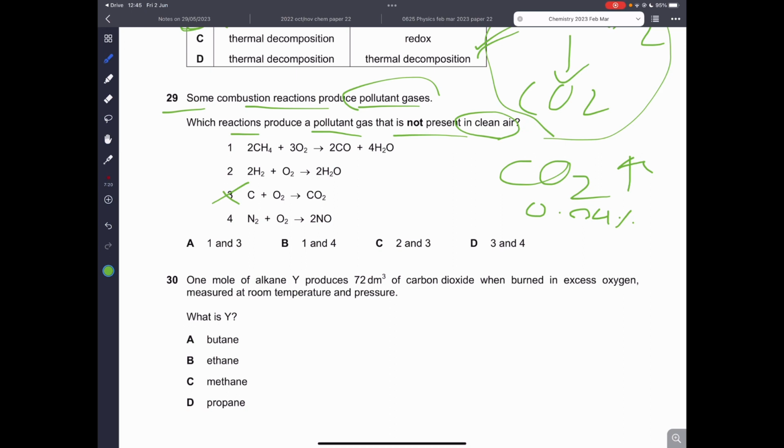Now, water in air is also present in clean air, but carbon monoxide is not present in clean air, and therefore reaction 1 is one of the options. And reaction 4, in clean air there is no nitrogen oxide or nitrous oxides, and therefore reaction 4 is also correct. They are both not present in clean air, but present in polluted air. So 1 and 4, which is B.